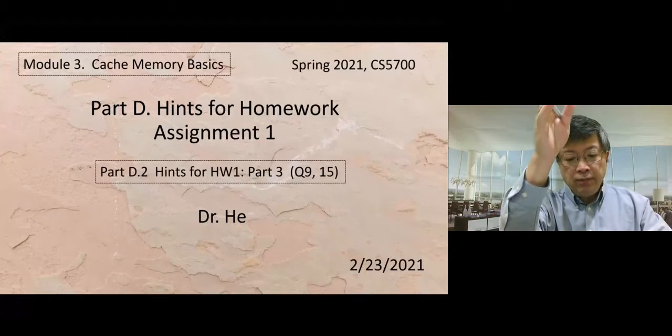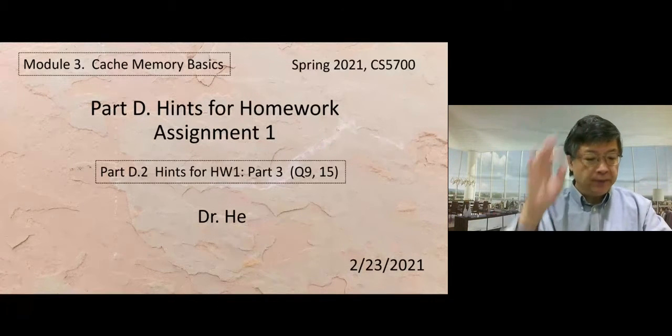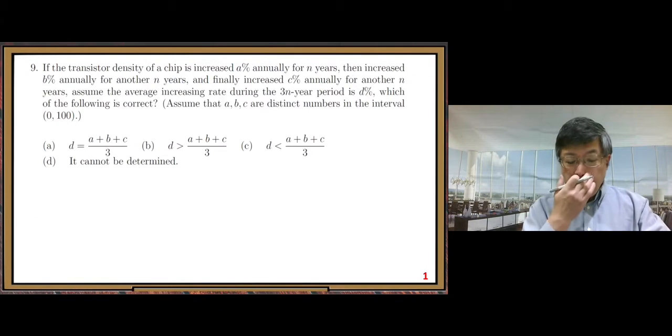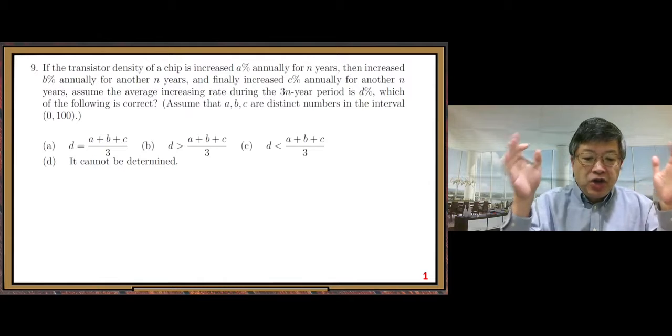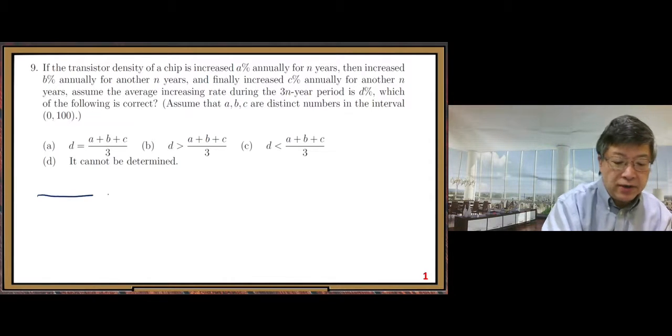Homework 1, Part 3, 2 questions, question 9 and question 15. Question 9 first. If a transistor density of a chip increased 8% the first n years.